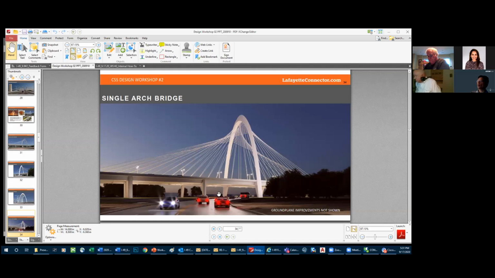So the really cool thing about this is that it is indeed a dual arch system. The arch straddles over the local roadway, but then it also, of course, straddles over the two bounds of traffic.